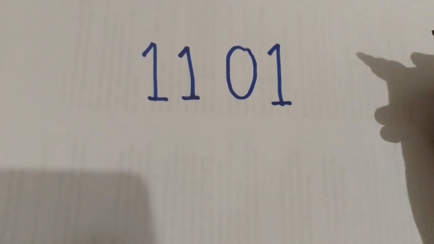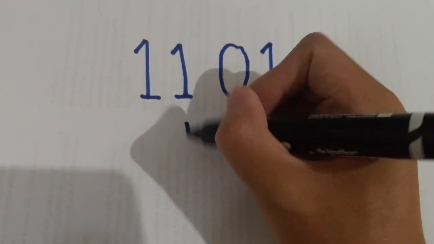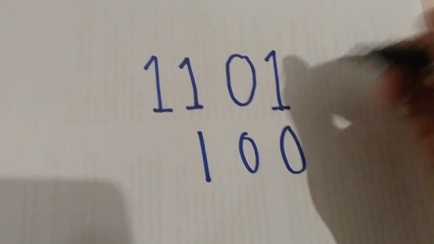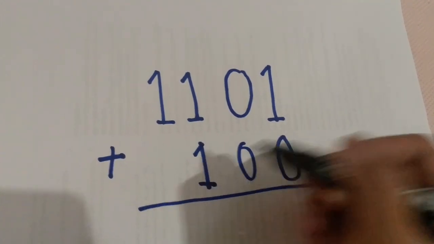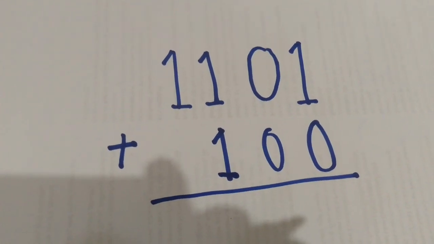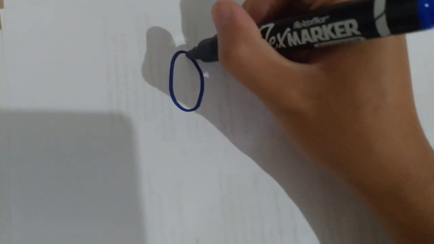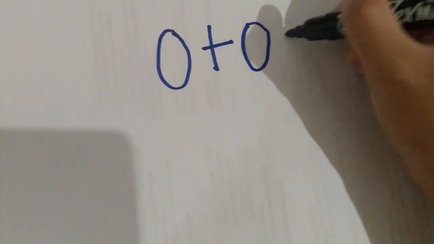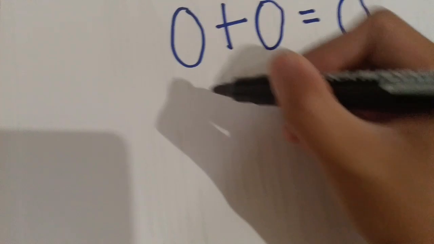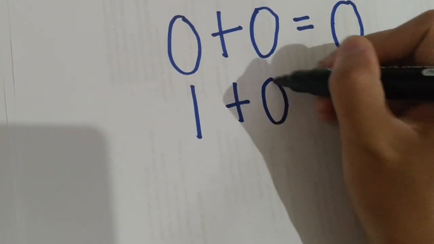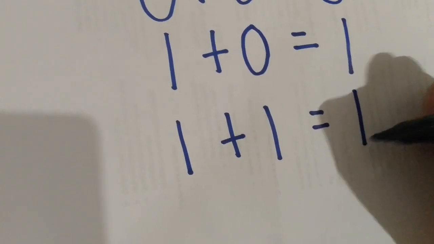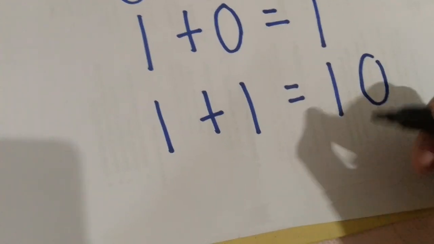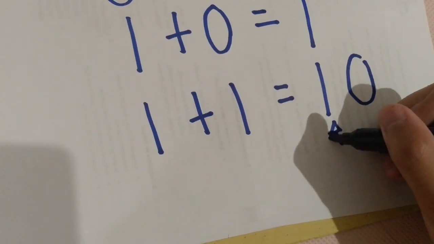Let's try adding 1101 and 100. Now remember, 0 plus 0 equals 0. 1 plus 0 equals 1. While 1 plus 1 equals 1 and 0, carrying over the 1.